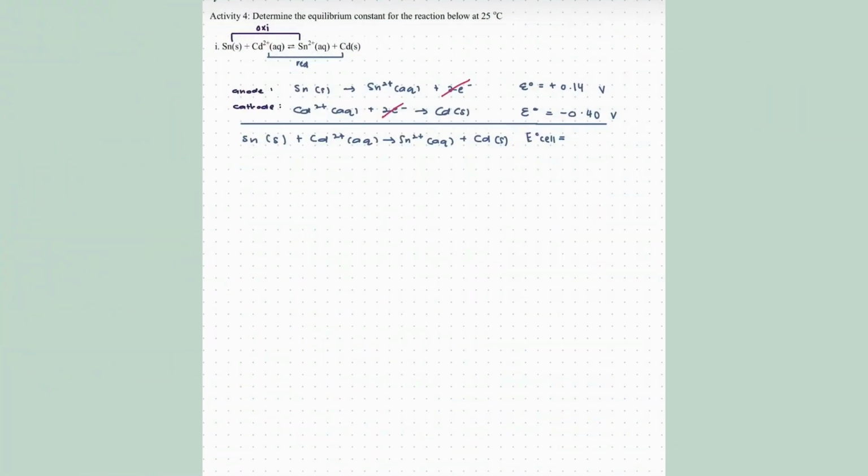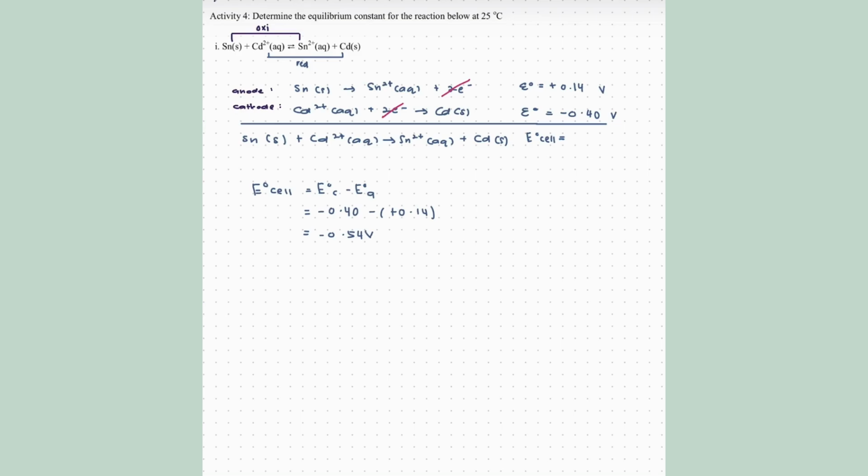Okay, so for activity 4, determine the equilibrium constant for the reaction below at 25 degrees Celsius. So for the first question, we need to determine the anode and cathode. And then we need to find the E naught cell value, which is E naught cathode minus E naught anode. E naught cathode is negative 0.4 minus positive 0.14. And the answer is negative 0.54 volt.